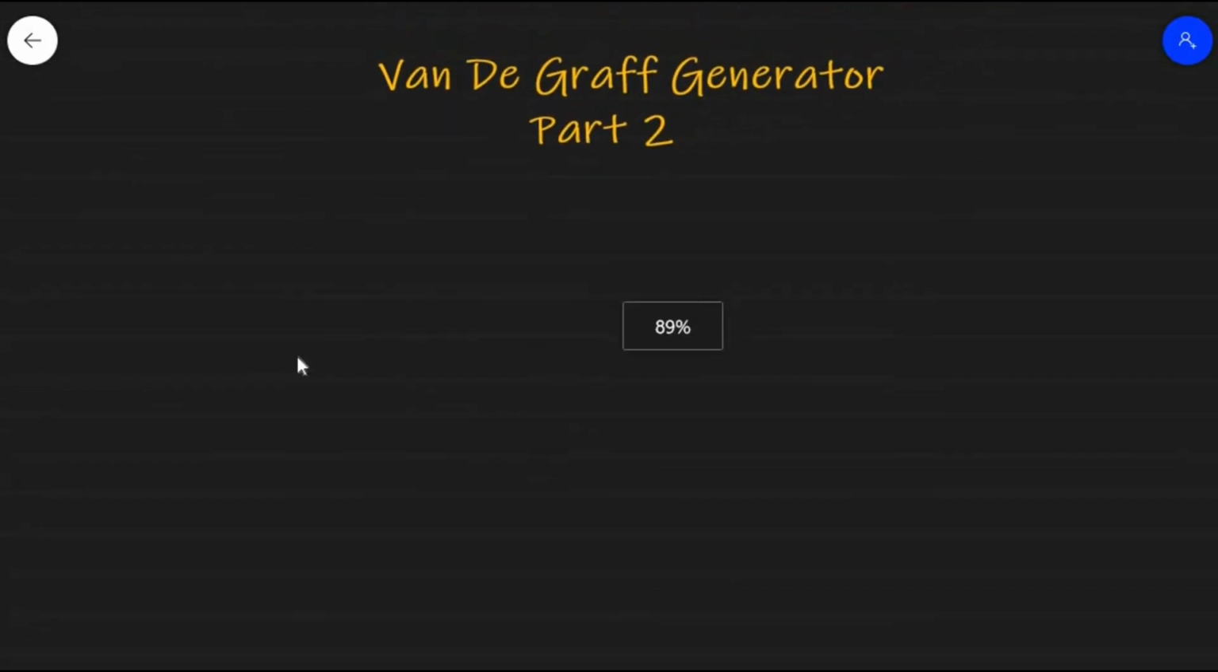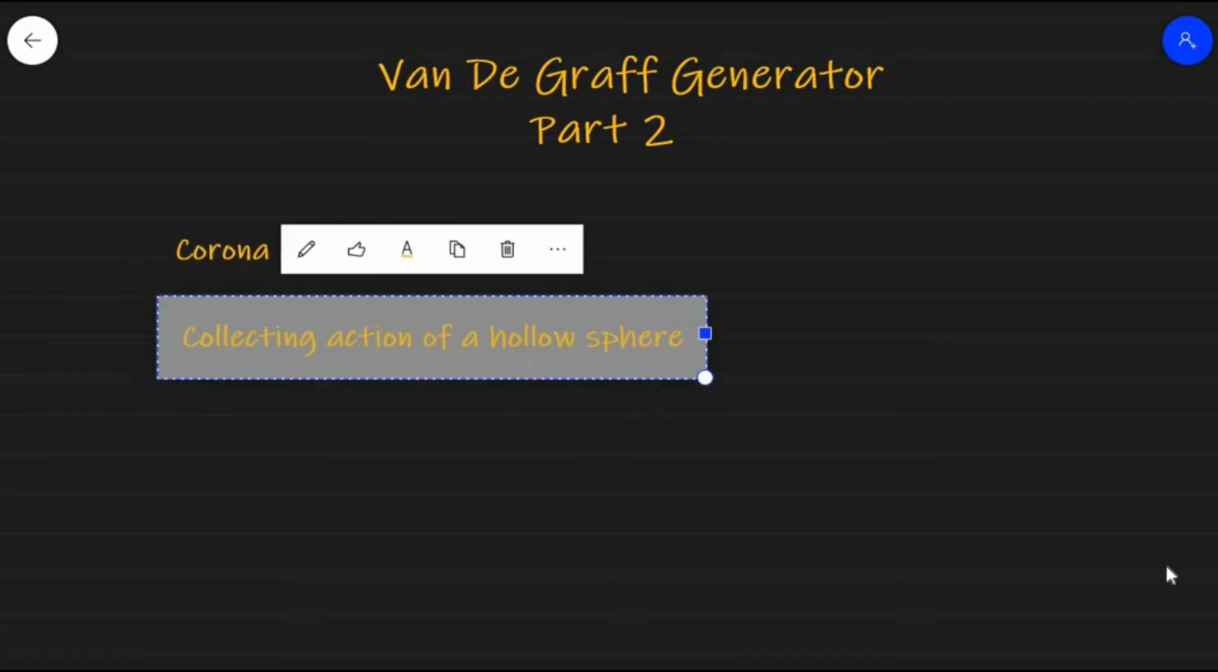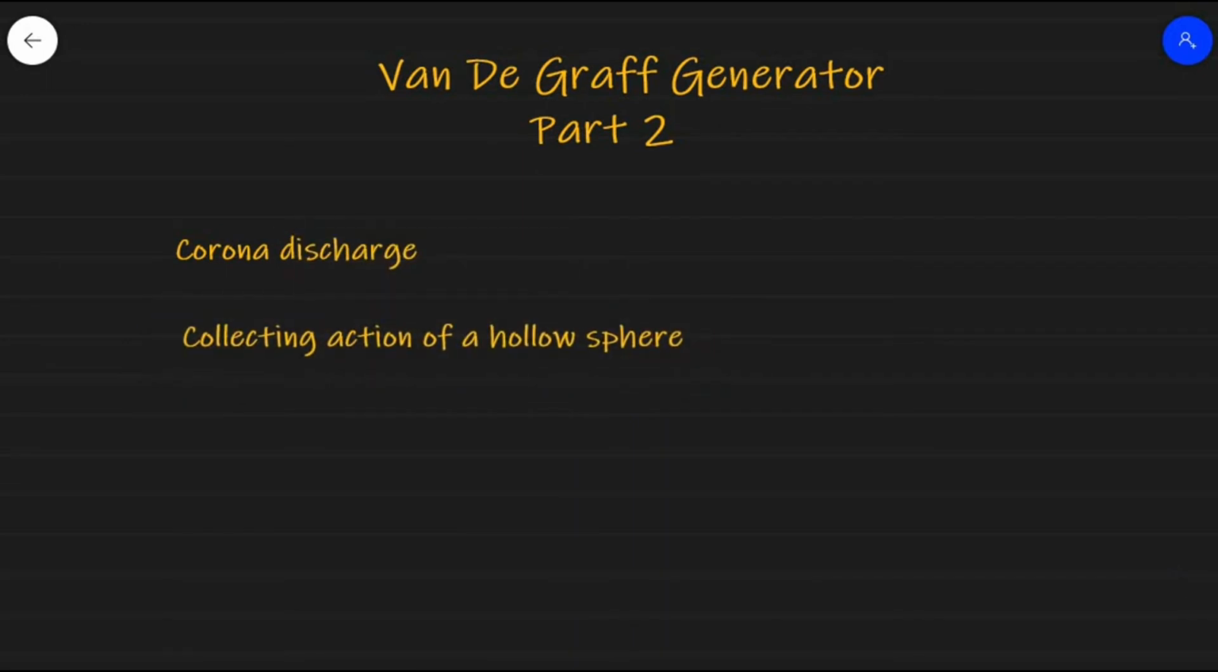So we have seen in the previous lecture that there are two principles on which this generator basically works: first, the corona (corner) discharge, and second, the collecting action of a hollow sphere. We have discussed these two principles in complete detail in our previous lectures, so we will discuss here only its working and construction. So let us start.